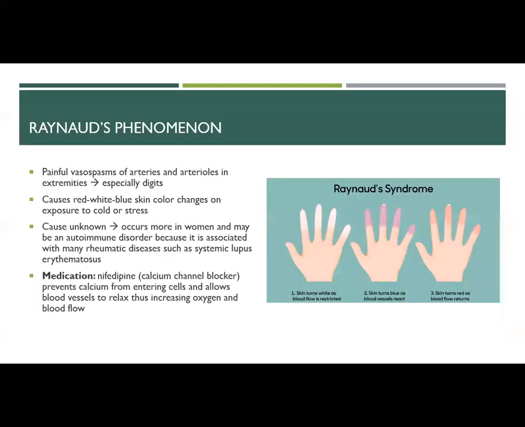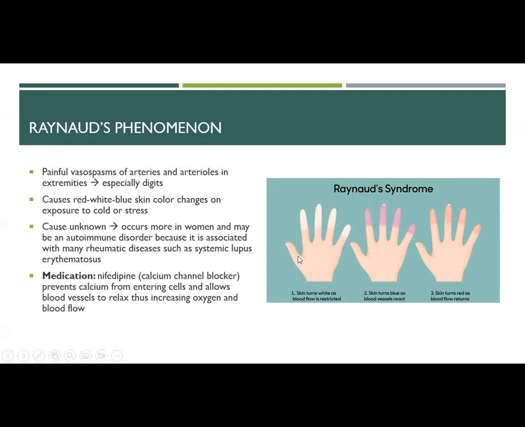Raynaud's phenomenon is basically a painful vasospasm of arteries and arterioles in the extremities, especially in the digits. And it can cause red, white, blue skin color changes on exposure to cold or stress. I like this little picture here because it kind of shows it. Skin turns white as blood flow is restricted. Skin turns blue as blood vessels react. And then skin turns red as blood flow returns.